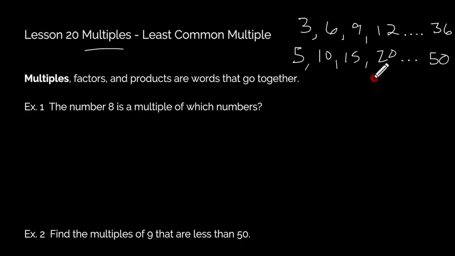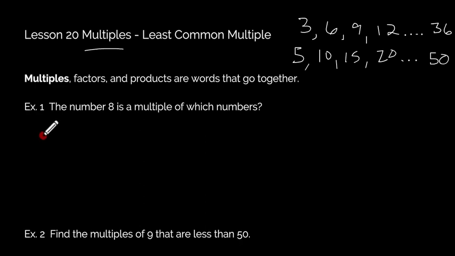So the first question, we're just basically reversing it. It says the number 8 is a multiple of which numbers? So which numbers, when you do this to them, you would eventually get 8. Another way of saying is what two numbers can we multiply together to give us 8? So they're basically the factors of 8.